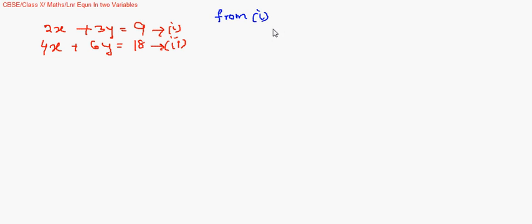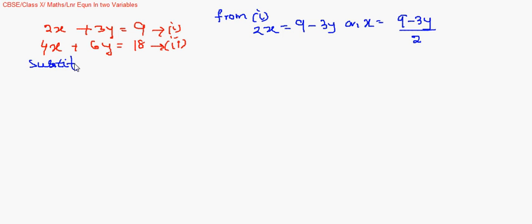Suppose I'm choosing the first one. Now from equation 1, find the value of x. From equation 1, x will be calculated as x equals 9 minus 3y by 2. Now this 9 minus 3y by 2, that is the x value, we will substitute in equation 2. So substituting it is therefore called the substitution method.